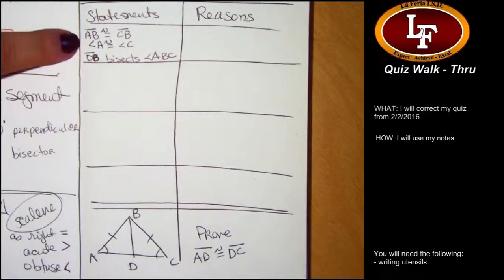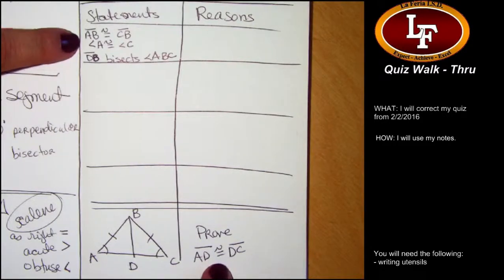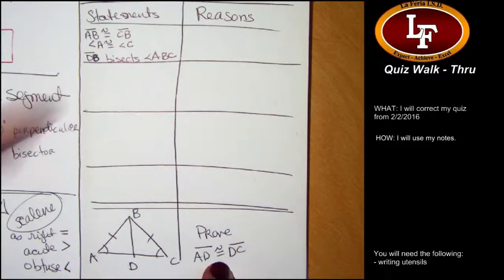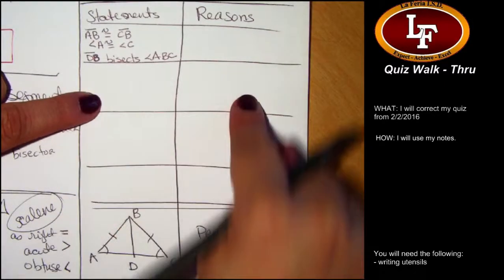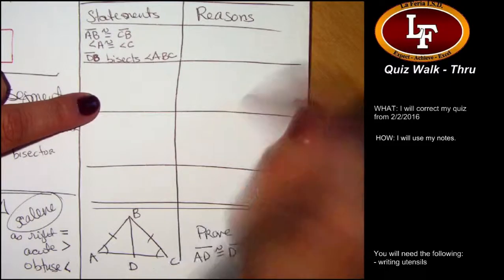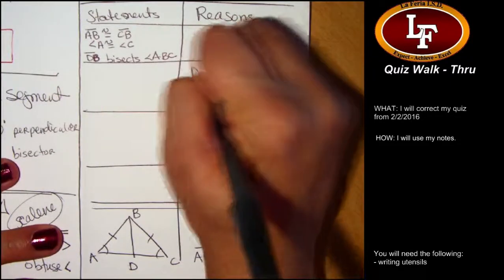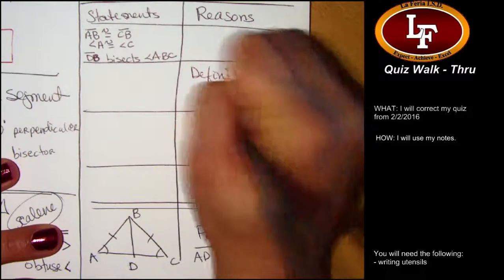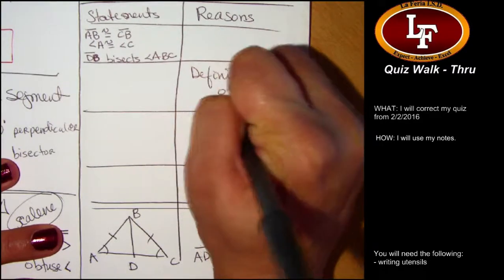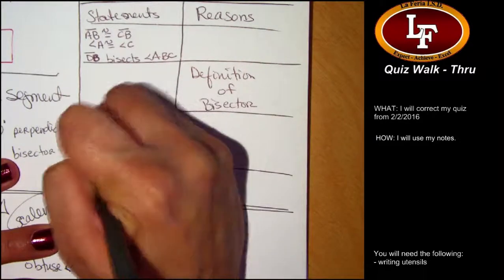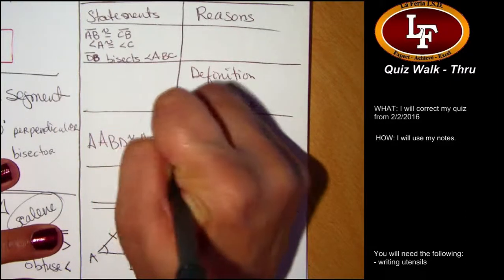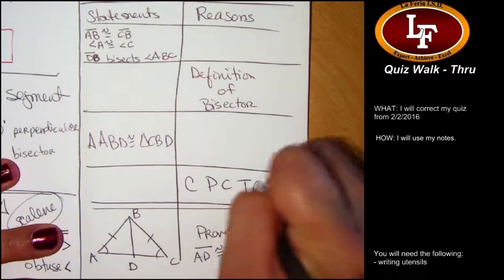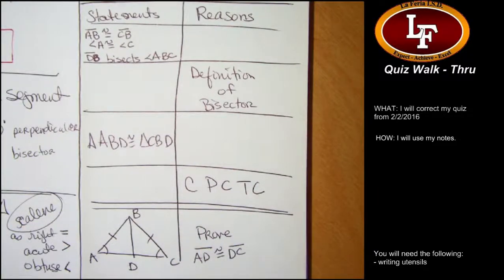The given is the argument you start with. The prove is the point you're trying to make. And all of these other statements are things you're saying, this is a fact because of this reason. Okay? I'm going to fill out the rest of the chart here real quick for you so that you can see where these are coming from. All right, and I'm abbreviating the very last reason because I don't want to write out the corresponding parts of congruence. That's too many words.